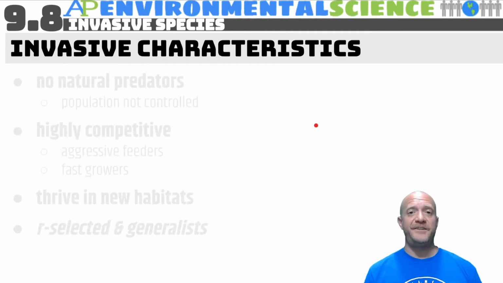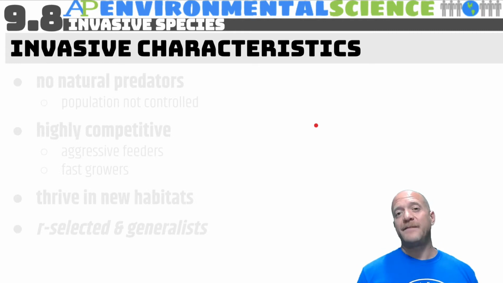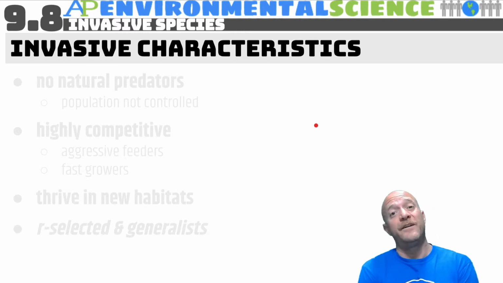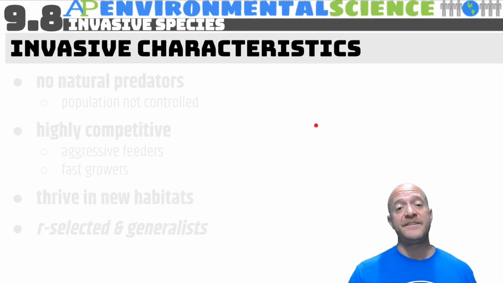So an invasive species is just somebody that invaded another area, and they have some characteristics that make them successful and a real problem. Recall that invasive species is one of the HIPCOs, it's the I for HIPCO, and it can lead to biodiversity loss.